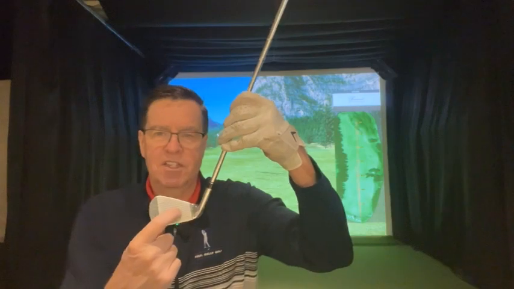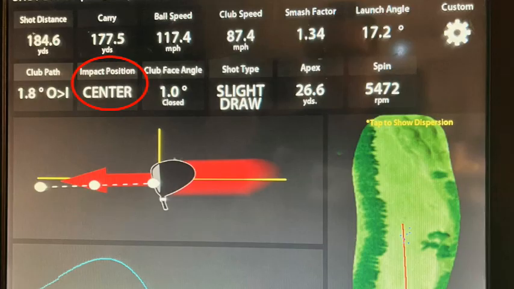Impact position, it's showing center. So I hit the ball in the center of the club face. If it's showing toe or heel, it would be back here or here. When you don't hit the center, you lose ball speed, you lose distance, you lose control. So you want to make sure that you're not swinging at a speed that doesn't allow you to hit the center. If you're swinging fast and you're hitting the toe or the heel, you could slow down and hit the center and probably do better.